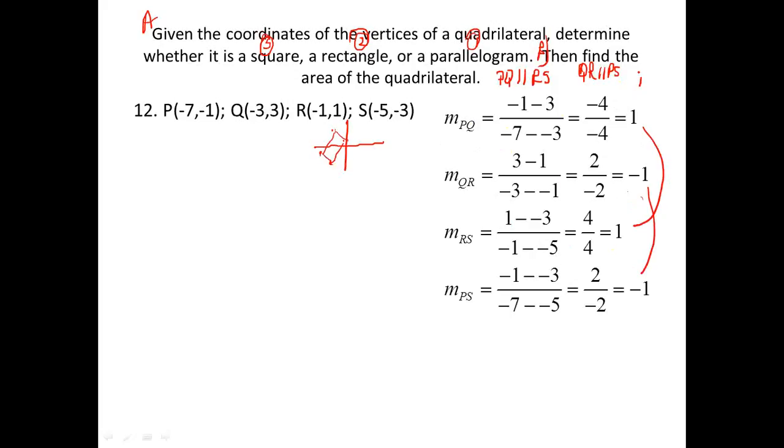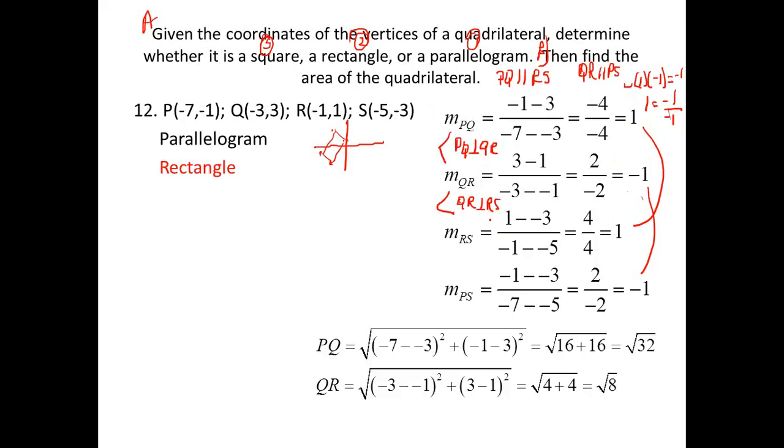If I multiply the two next ones together, 1 times -1 is -1, or 1 equals the negative of 1 over -1, which two negatives make a positive. So this tells me PQ is perpendicular to QR, and QR is perpendicular to RS. And I can go around that way and say, okay, they're all perpendicular. So I know I have a parallelogram. I know I have a rectangle. Now I got to check to see if I have a square.